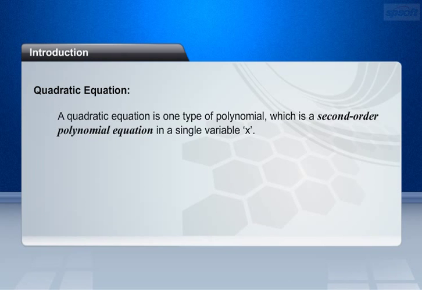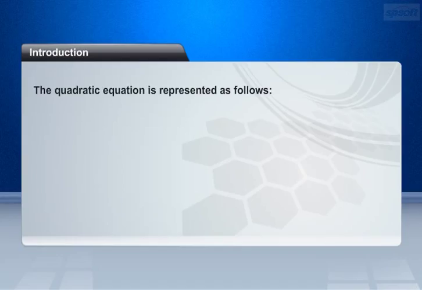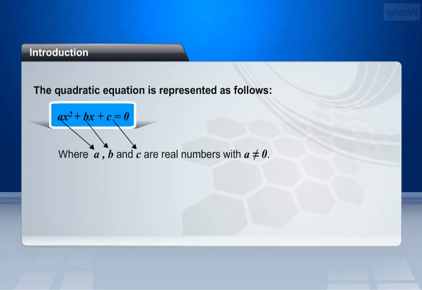A quadratic equation is one type of polynomial, which is a second-order polynomial equation in a single variable x. Hint: the highest power of x in the polynomial is called the order or degree of the polynomial. The quadratic equation can be represented as ax squared plus bx plus c equals 0, where a, b, and c are real numbers with a not equal to 0.